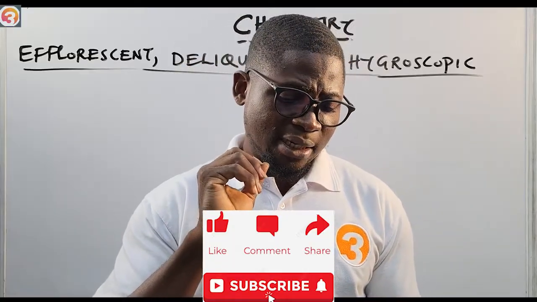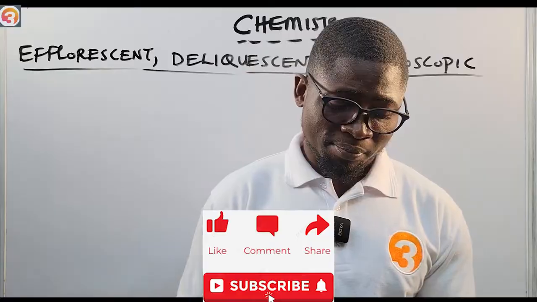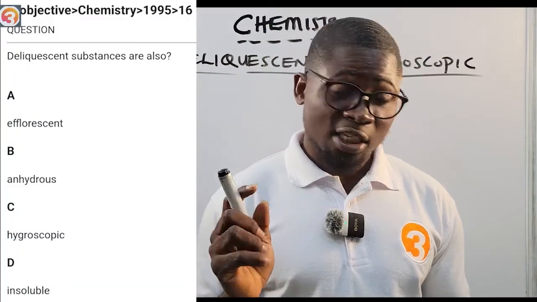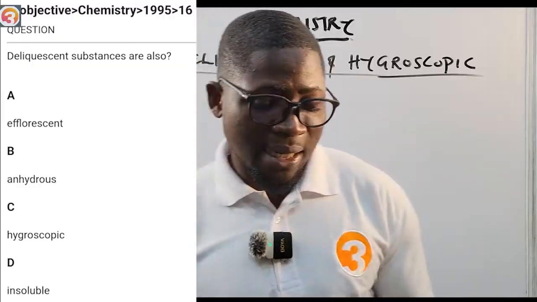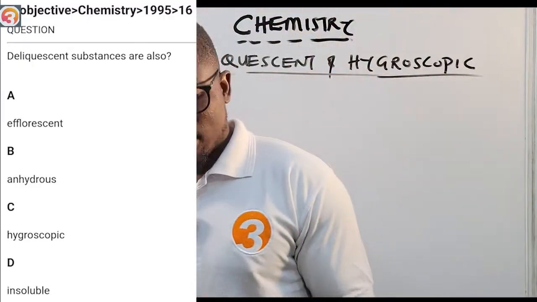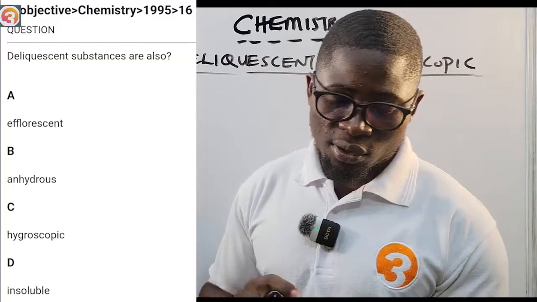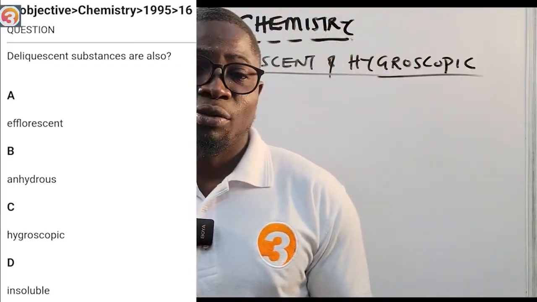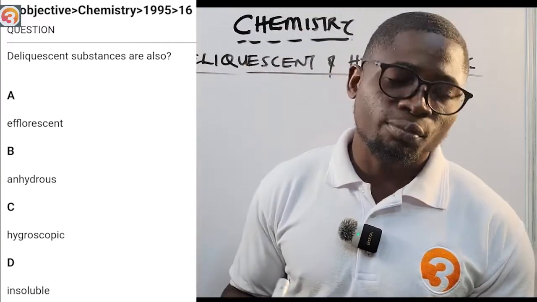So let us see a question from the O3 School JAMB app. This is a 1995 question number 16. It's being displayed on the screen right now. It says, deliquescent substances are also: A, efflorescent; B, anhydrous; C, hygroscopic; D, insoluble.